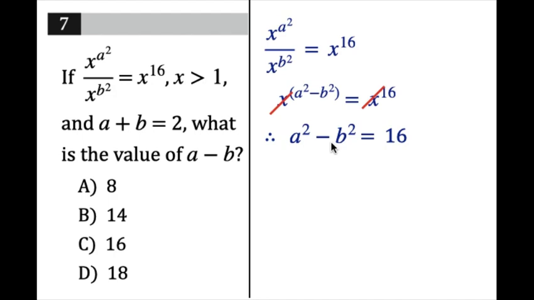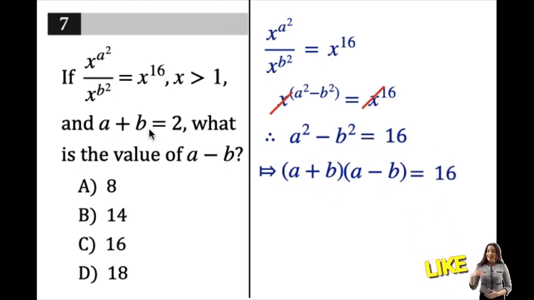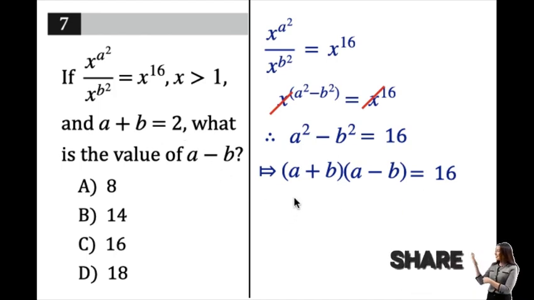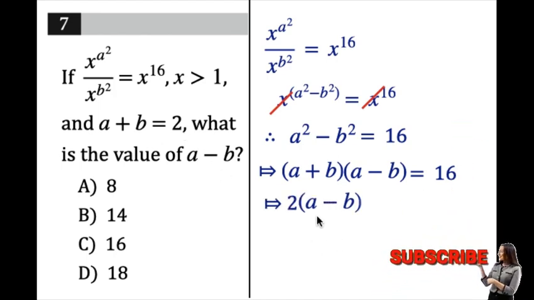a squared minus b squared, a difference of two squares, can be expanded as a plus b bracket a minus b is equal to 16. a plus b is equal to 2, given. Therefore, we have that 2 times a minus b is equal to 16.